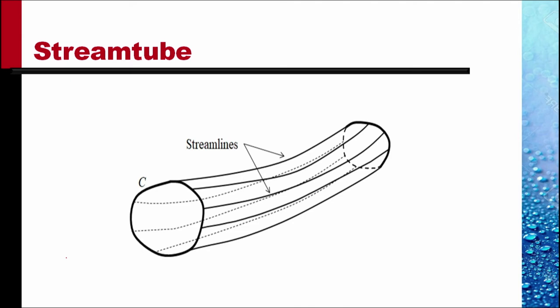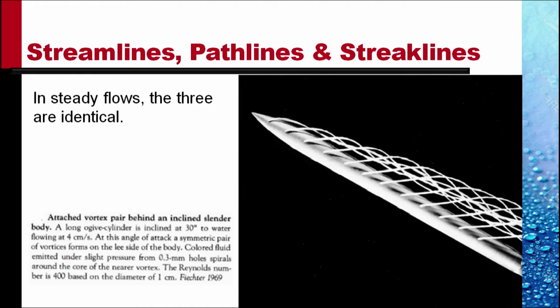Clearly, since the velocity is tangent to streamlines at all points, the velocity is tangent to the stream surface at all points. This concept of stream tube we'll use in a later chapter. As was said before, if there is a steady flow, the streamlines, streak lines, and path lines are identical.